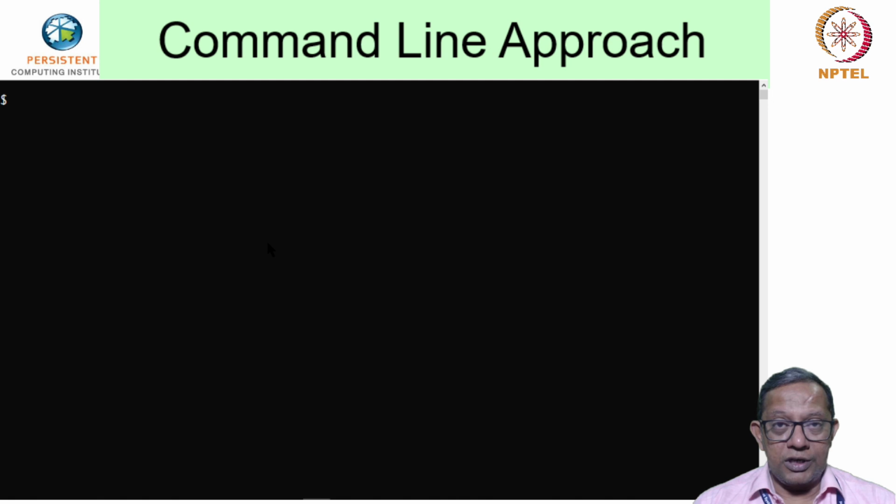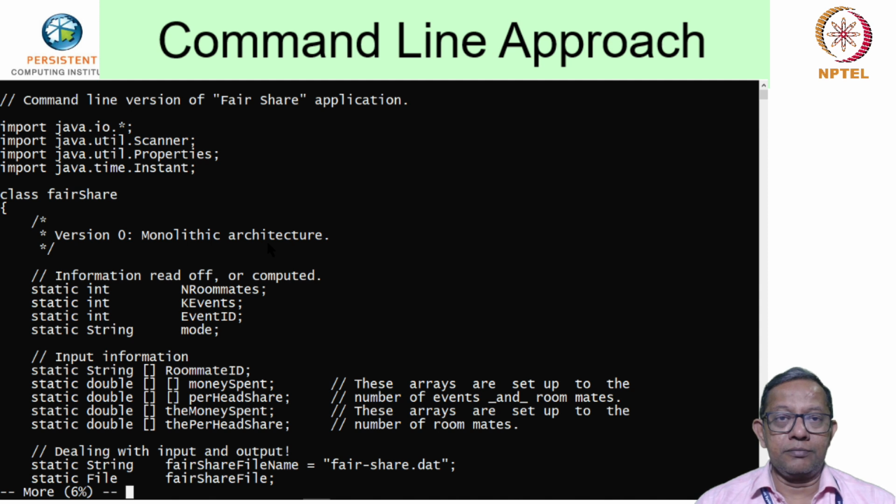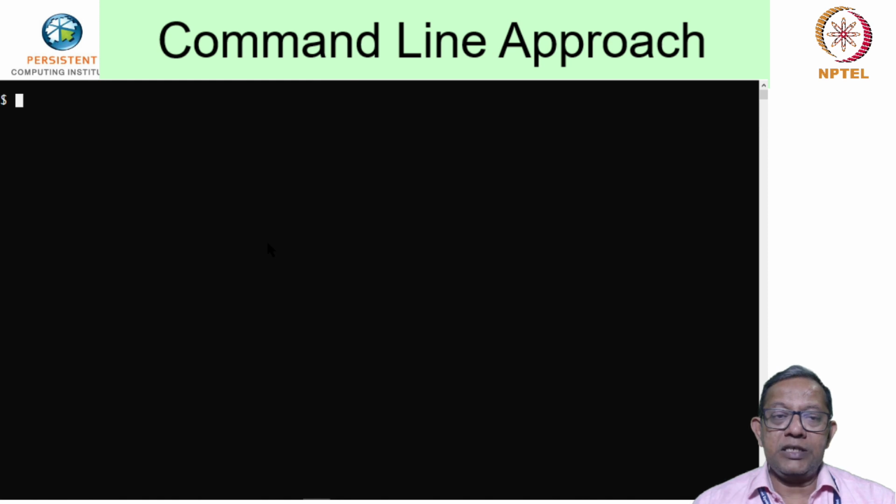Here is a standard Windows terminal whose prompt we have set as $, and our cursor is blinking at the prompt. Our program is here. The way to build this program is to use the Java compiler and compile this Java program to a class file.